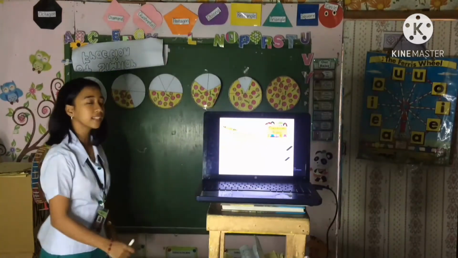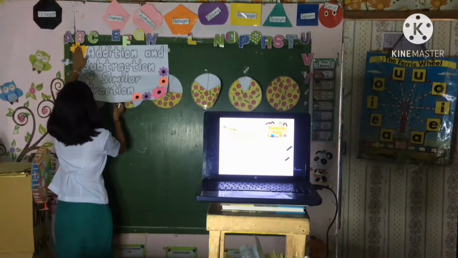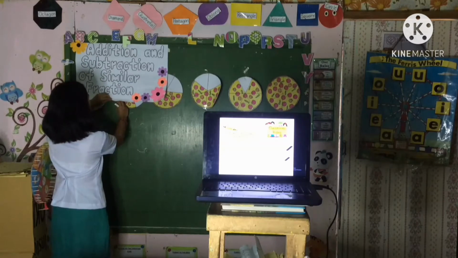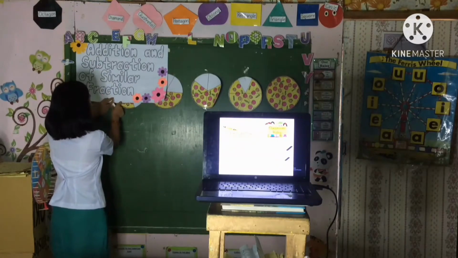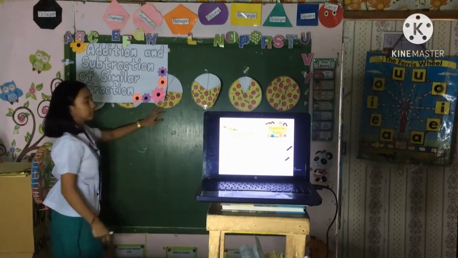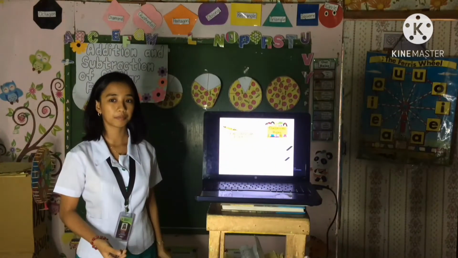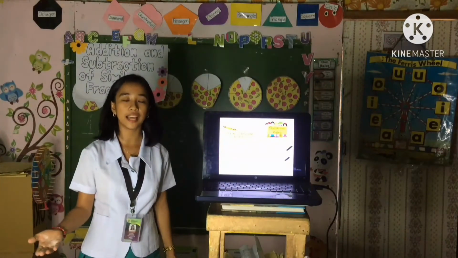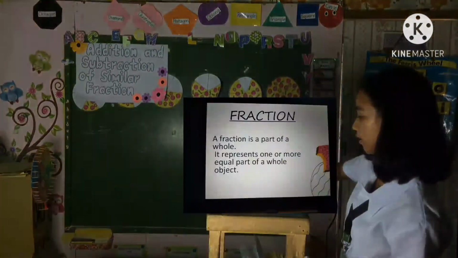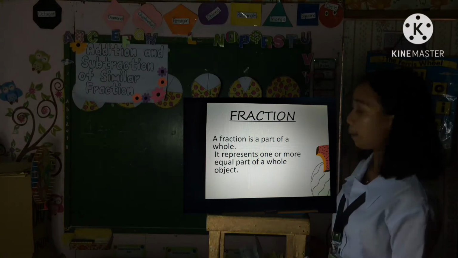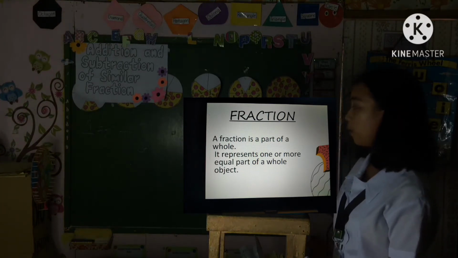Our lesson for today is all about addition and subtraction of similar fractions. In our previous lesson, we discussed fractions. So does anyone know what a fraction is? Very good. Another one? Excellent. So a fraction is a part of a whole. It represents one or more equal parts of a whole object.